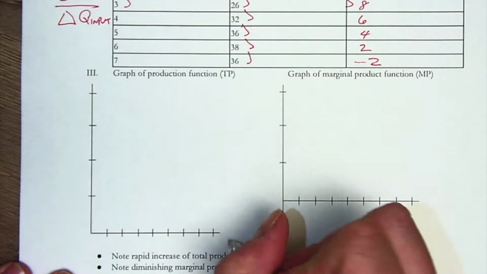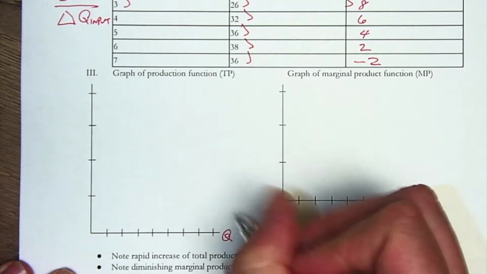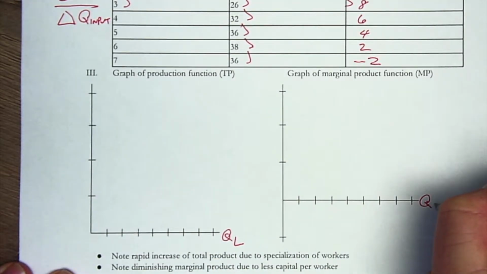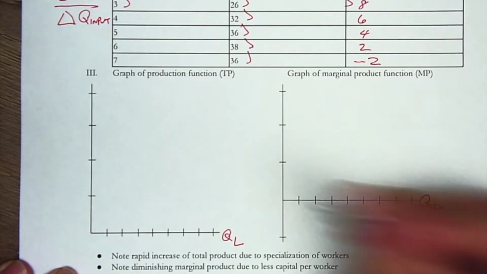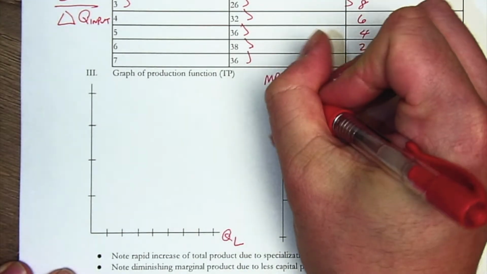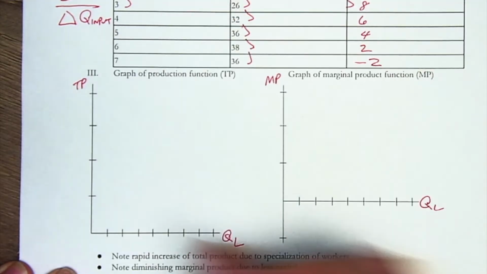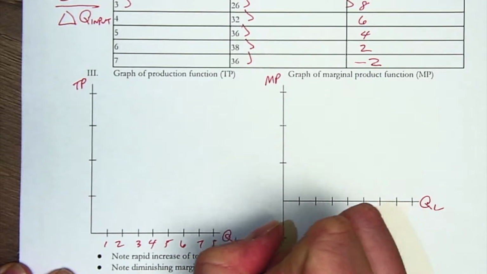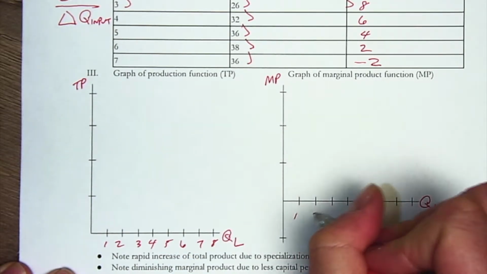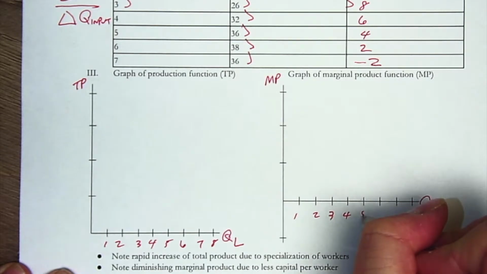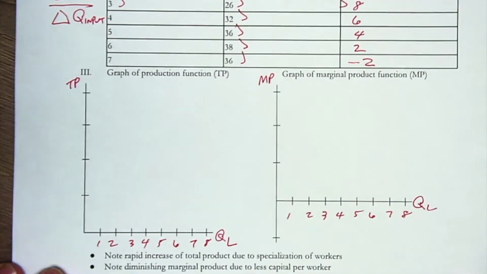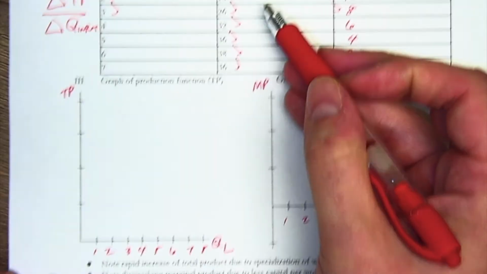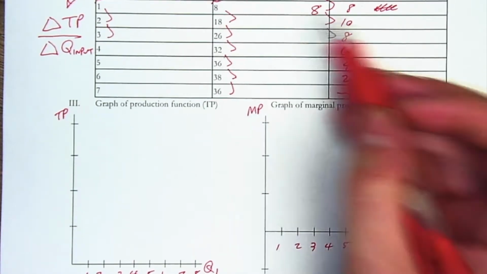So for this one, we're going to say quantity of labor on the horizontal axis, or on the x-axis here. And on the y-axis, we're going to say the marginal product here and the total product here. So these are 1, 2, 3, 4, 5, 6, 7, 8, right? And 1, 2, 3, 4, 5, 6, 7, 8 for these. And so those are the quantities of labor. And for the first unit of labor up here, the total product was 8 and the marginal product was 8.